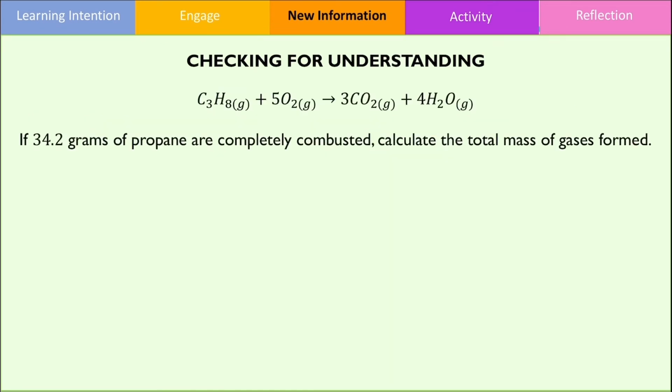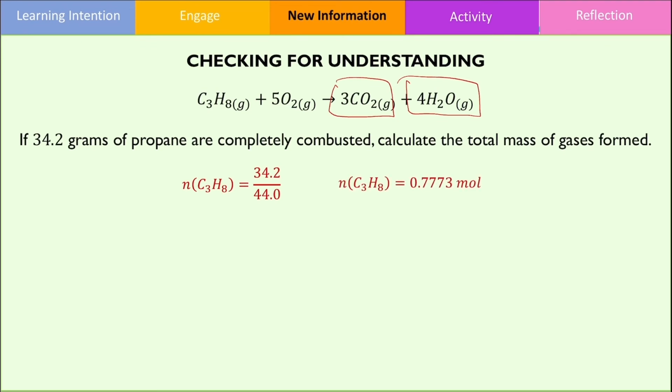Pause the video now and see if you can get the final answer. In order to answer this question successfully, you need to calculate both the mass of carbon dioxide as well as the mass of steam. So the first thing I want to do is calculate the number of moles of propane that is present in this reaction, giving me an answer of 0.7773 moles.